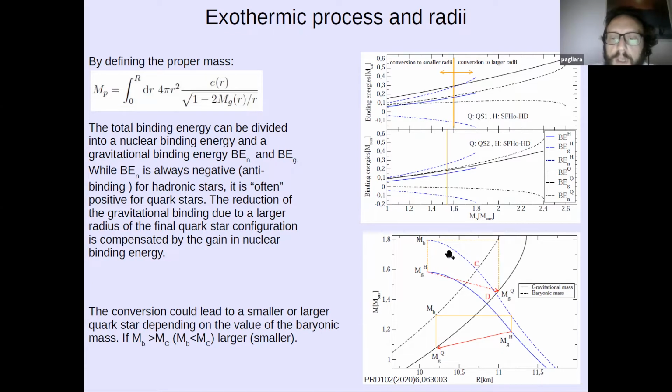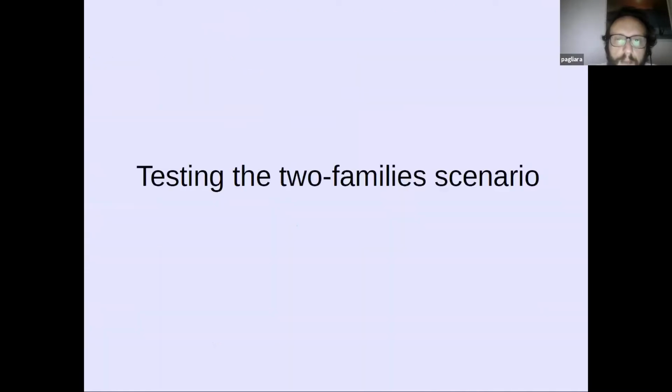If you take a configuration with a baryonic mass larger than C, you can have a conversion of a hadronic star into a larger star. Whereas if you take a baryonic mass below this point C, you can have the more intuitive conversion of a hadronic star into a quark star with a smaller radius. But both processes are possible because they are both exothermic, okay?